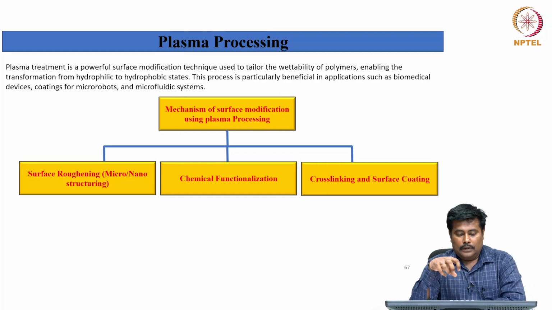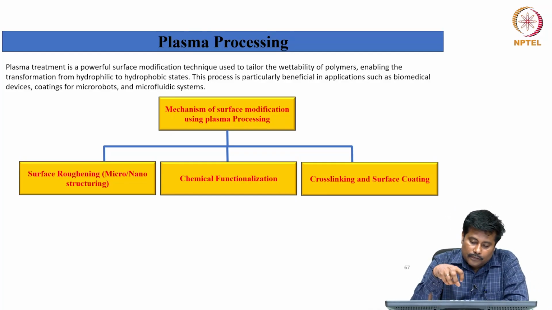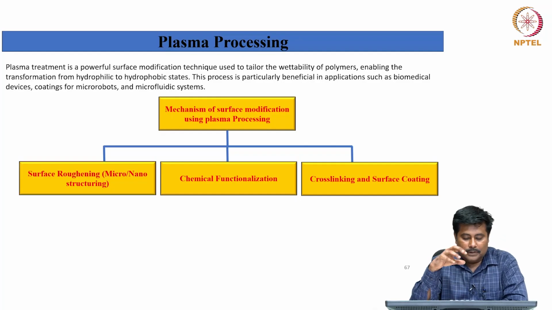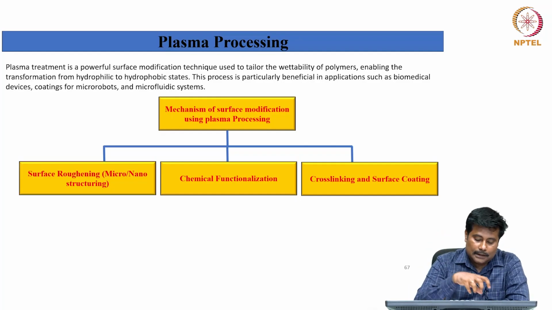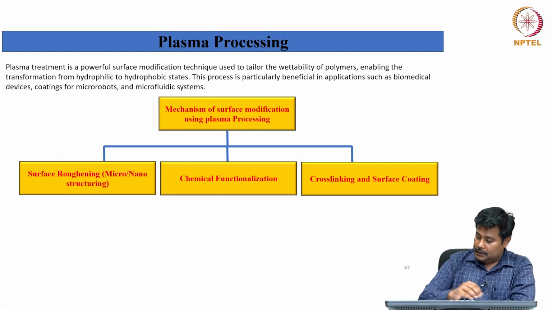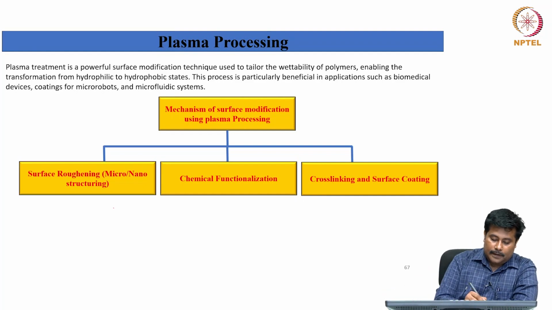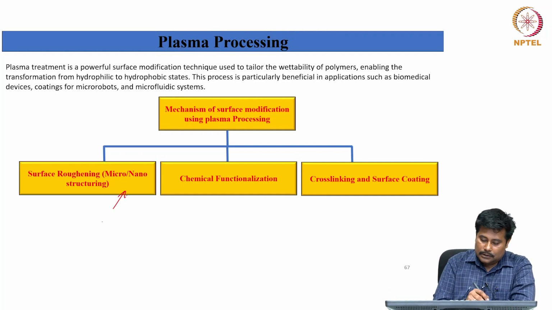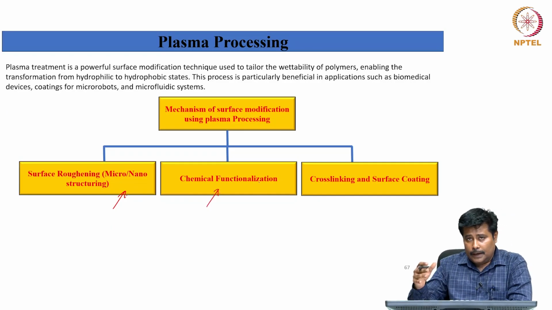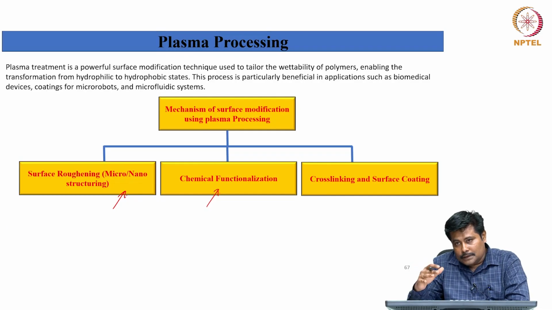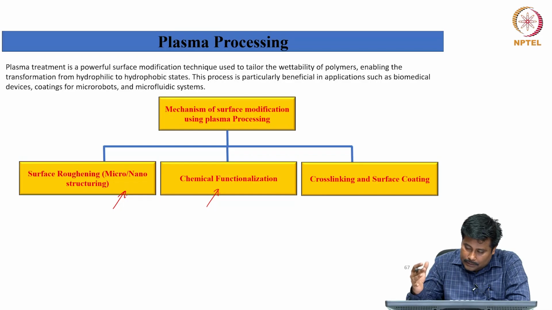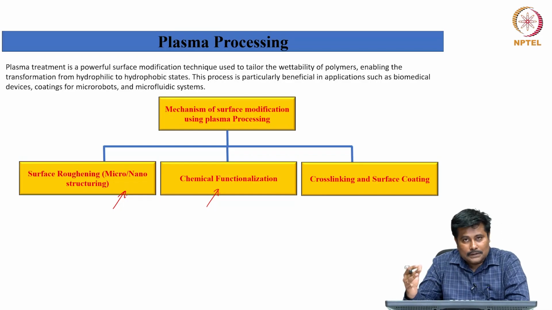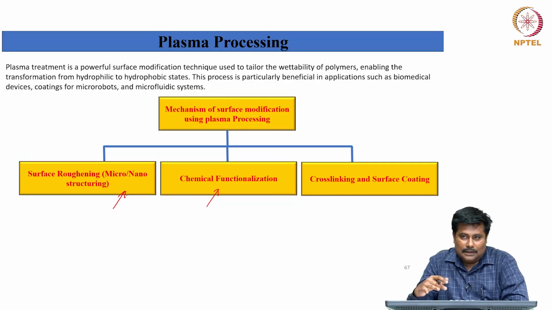If we look into the mechanism of surface modification using this plasma processing, it is classified under three different categories. One is surface roughening, that is, micro and nano structuring. Second is chemical functionalization, where in certain applications we try to change the overall characteristics of the bond structure. By changing the characteristics of the bond structure, we can functionalize these structures.